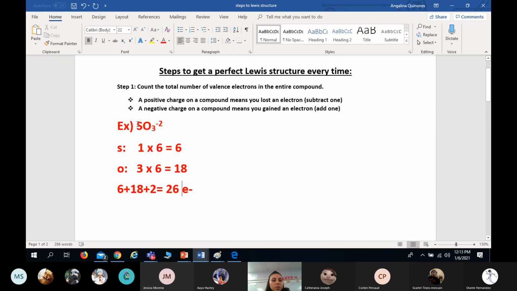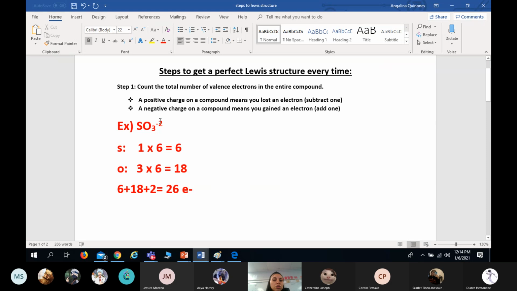In this example, I have sulfur and oxygen. I have one sulfur and I have three oxygen, so I just listed that out. I said that sulfur has six valence electrons, so one times six gave us six electrons. Oxygen also has six valence electrons, so three times six gives us 18 electrons.